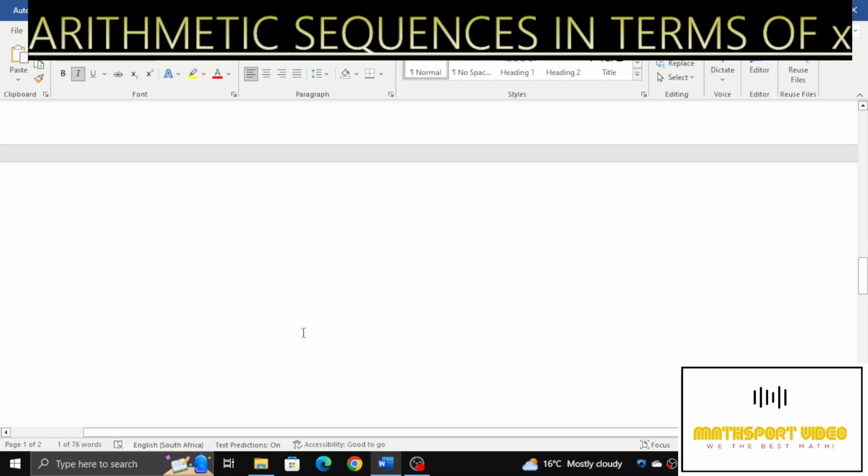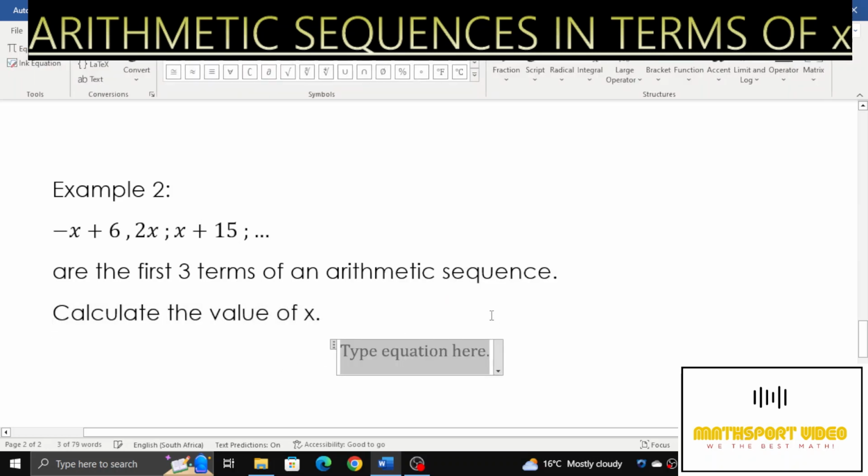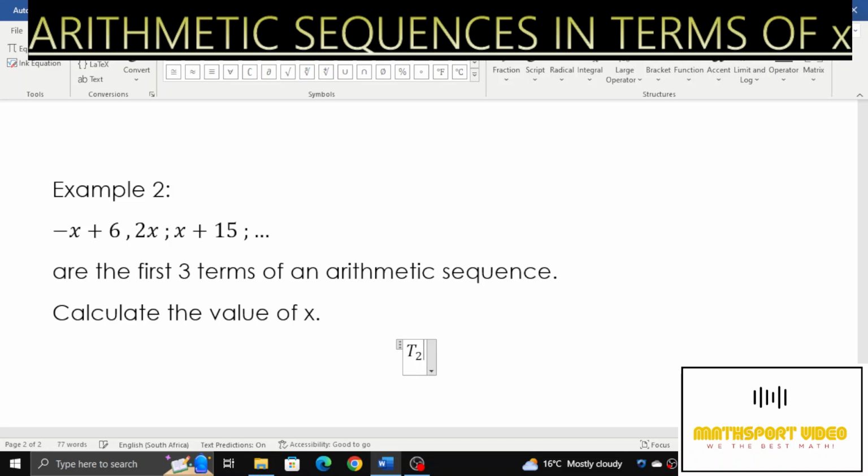Now we need to take a look at a second example over here. Okay, so this is just to give us a little bit more practice. In this example, we are just going to work out the value of x. Okay, so first things first, t2 minus t1 is equal to t3 minus t2.